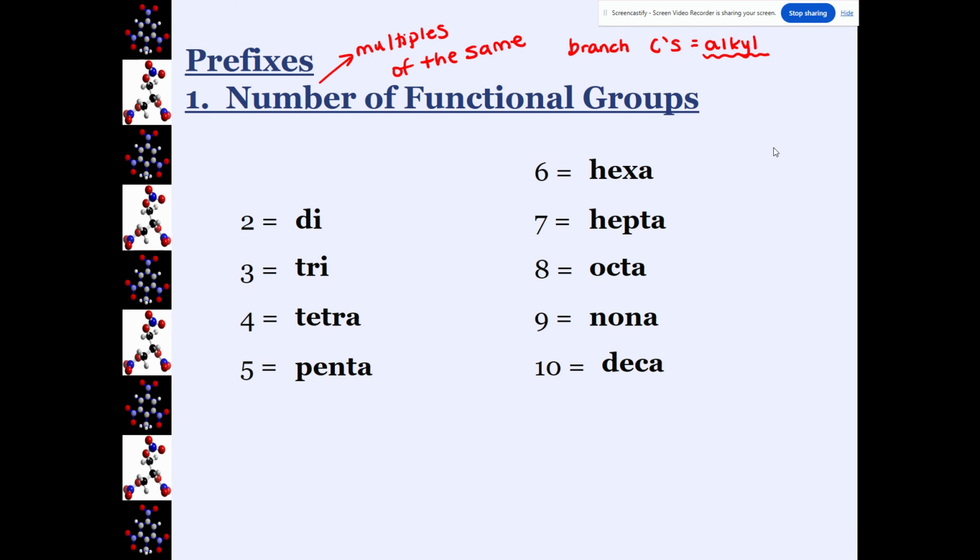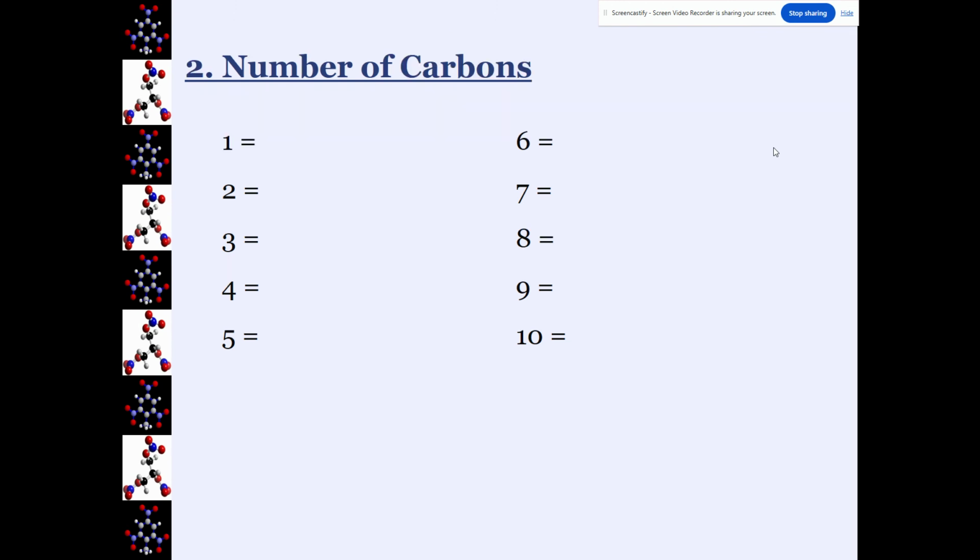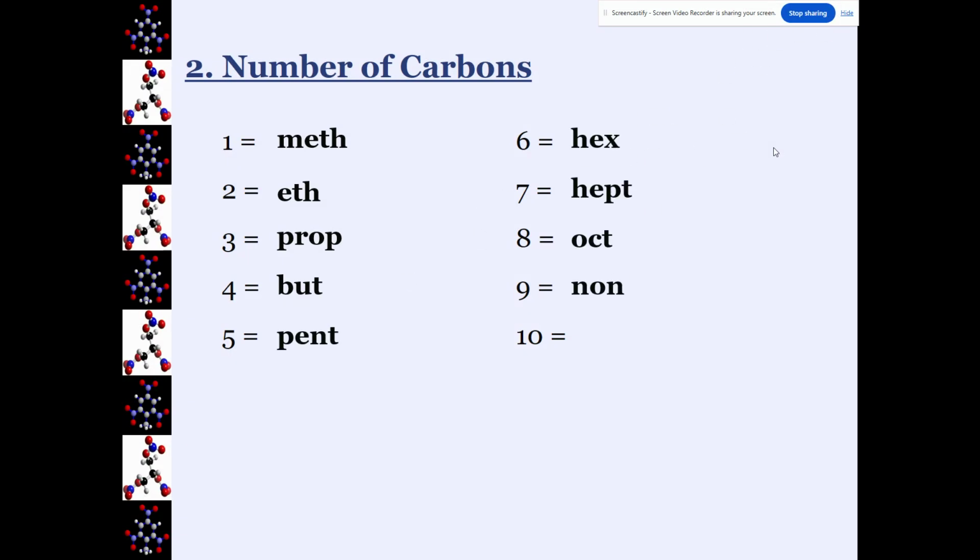Now, the regular prefixes that we use for the rest of naming organic molecules are as follows. 1 is meth. 2 is eth. 3 is prop, 4 is but, 5, 6, 7, 8, 9, 10 are kind of the same. They just don't have an A at the ending, so it's not penta, it's pent. And 6 is hex, hept, oct, non, dec for the rest. Okay? So this represents how many carbons you have, either in the chain, the ring structure, or the branch that you have. These are the prefixes that we're going to use from now on.